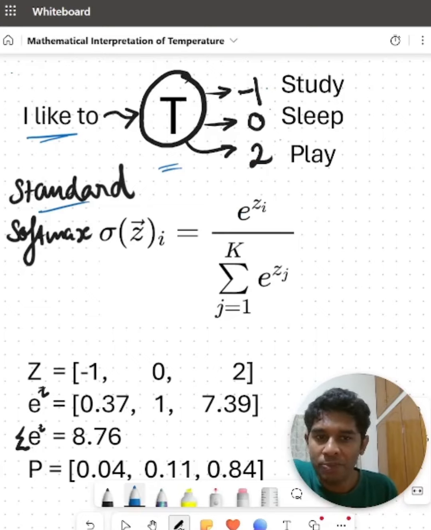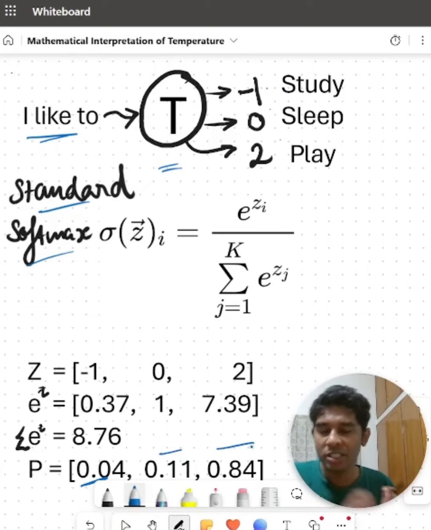For that, we use the standard softmax implementation of e to the power z divided by the summation of e to the power z. When we apply this formula on these predicted logits, I get this as my output: 0.04 for study, 0.11 for sleep, and 0.84 for play. But now this is just a standard implementation.